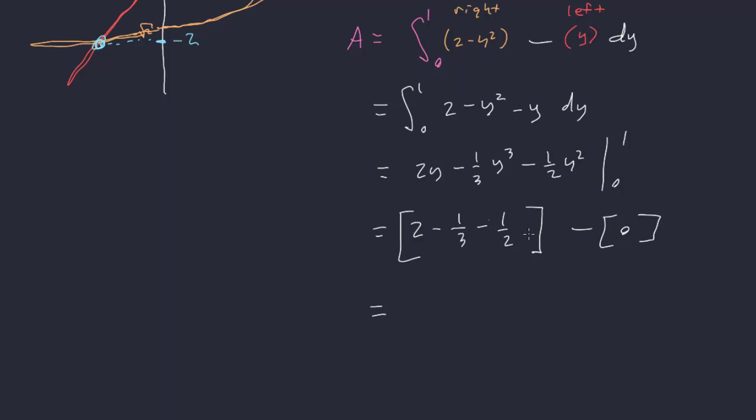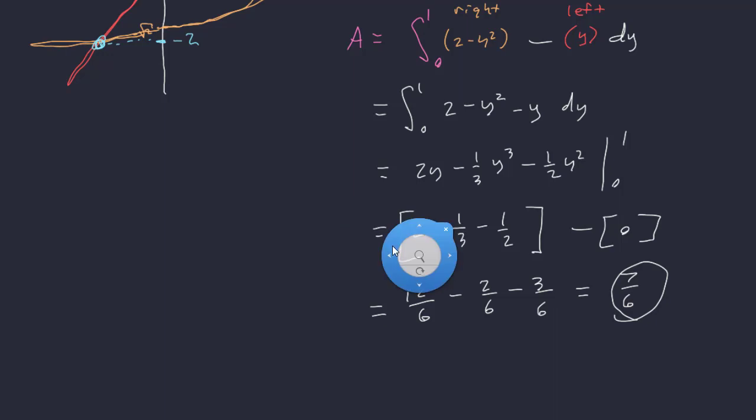So I'm going to get all this in terms of sixths. So this is going to be 12 sixths, minus 2 sixths minus 3 sixths. And what would that be? 7 sixths? And there we go. That's our area.